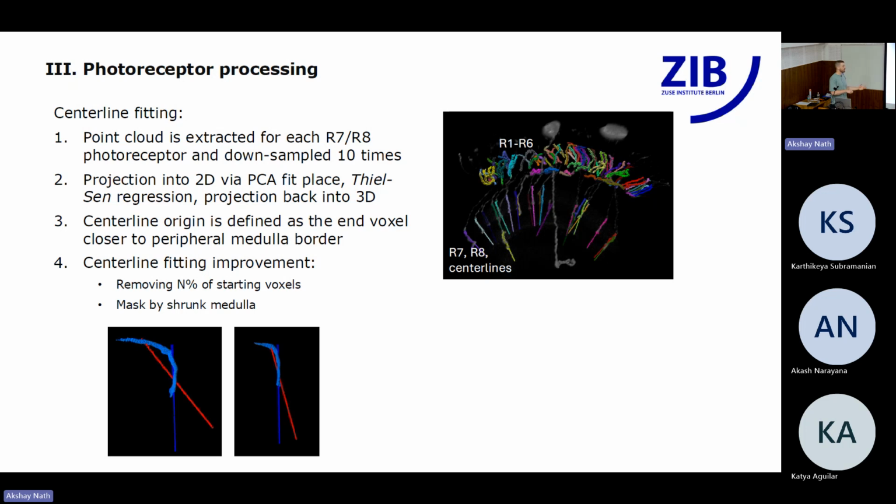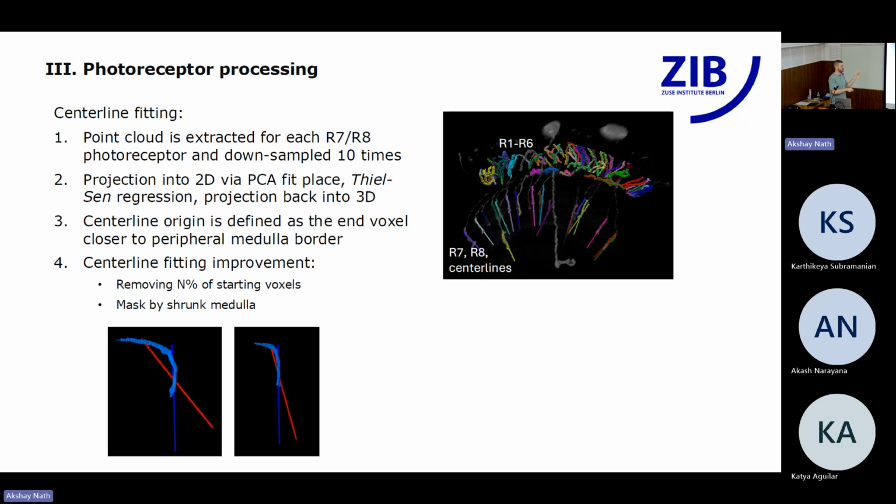In order to do this, we need some kind of reference axis fit into these neurons. So we decided to fit in center lines, and these are linear lines. And if you remember, I've been talking about the ommatidia, and then the columnar structure.